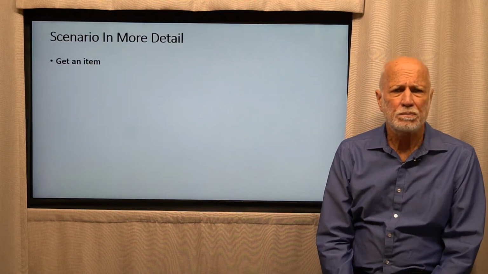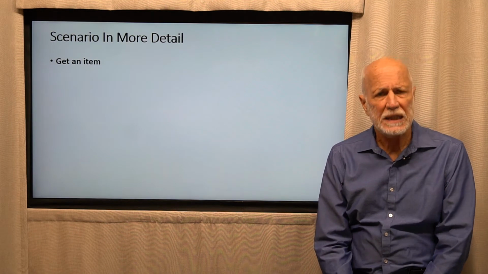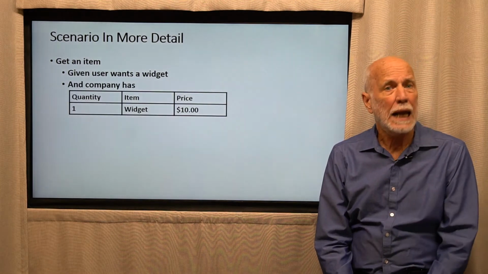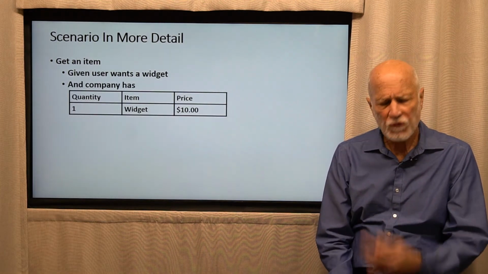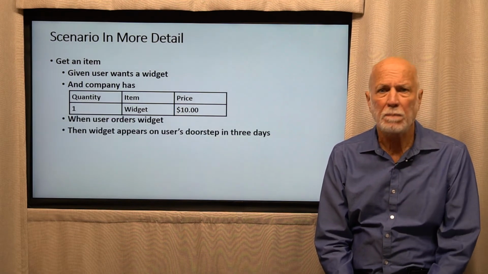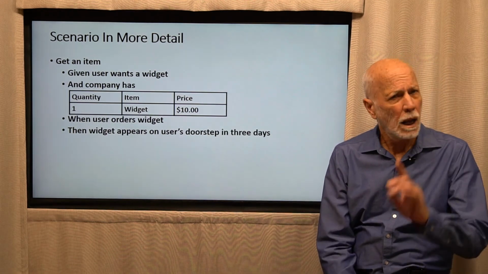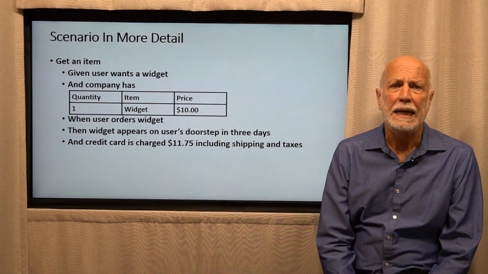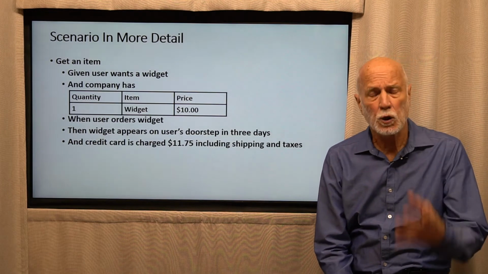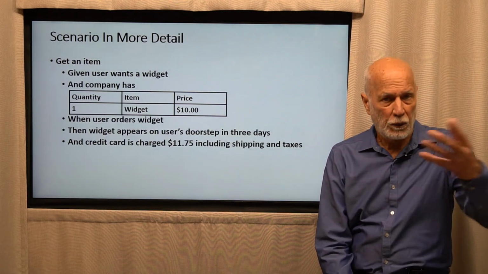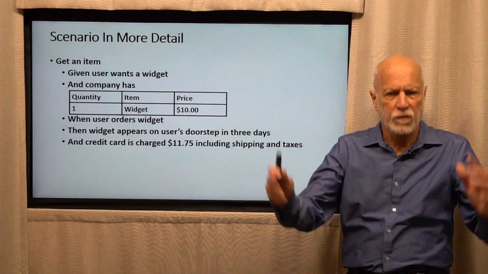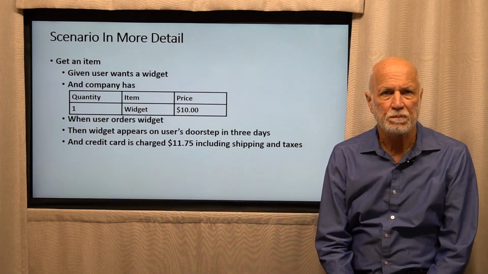Here's a second view. Let's, in fact, add a little more detail to that scenario. Given the user wants a widget, and the company has at least one widget in stock for a price of $10, when the user orders the widget, well, that is going to appear on the user's doorstep in 3 days, and we have to have an interaction with that credit card processor, and we're going to charge $11.75, including shipping and taxes. Now we took a very general scenario and have added a little more detail to it, still from the external view of the system.